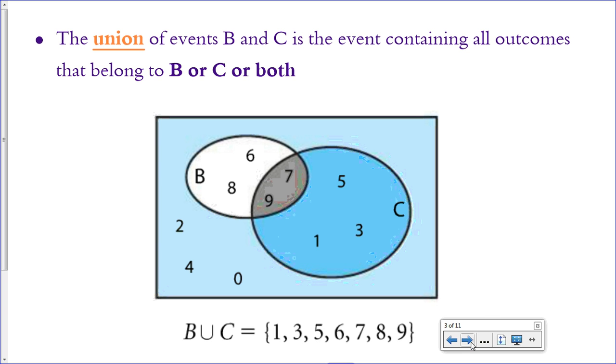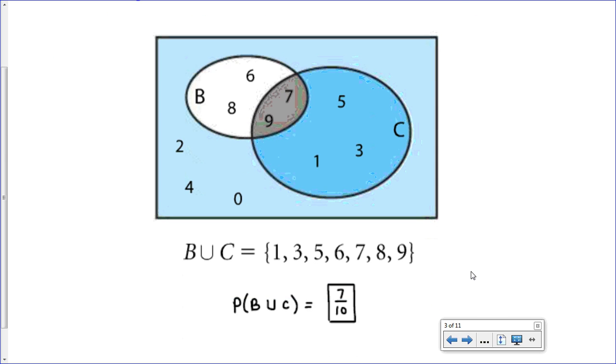The union of events B and C is going to be the event containing all outcomes that belong to B or C or both. So B and C both come to the table and bring everything that they have. The union of B and C here would include the 1, the 3, the 5, as well as the 7 and the 9, and the 6 and the 8, which that set contains 7 numbers, so the probability of getting something in the union of B and C here would be 7 out of 10 altogether in the universal set.